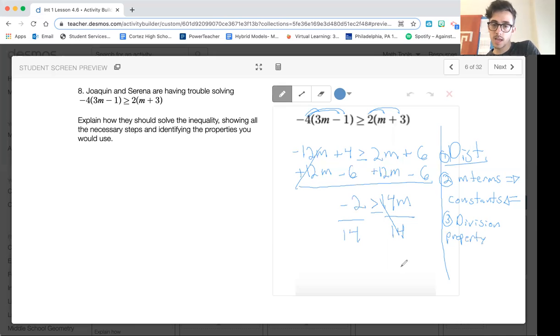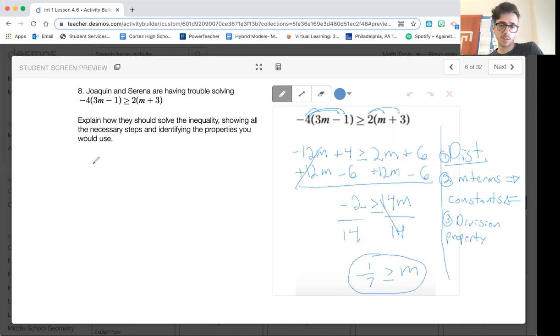Doing that to both sides. M is left here. Do I have to switch the sign? What do you think? Nope. You divided by +14, so no need to switch. This is claiming m is less than or equal to -1/7.